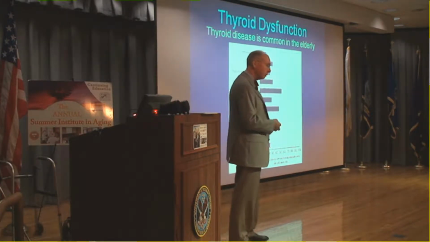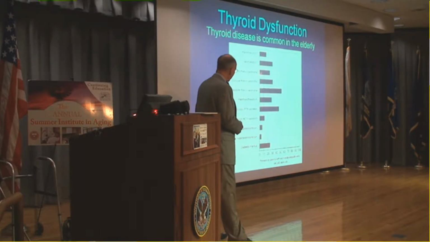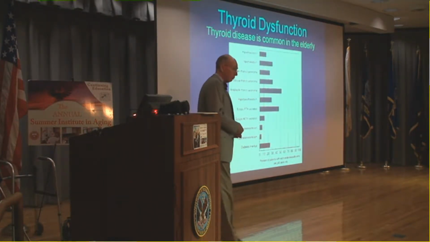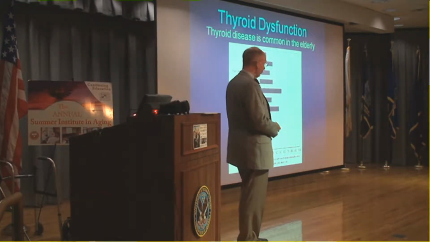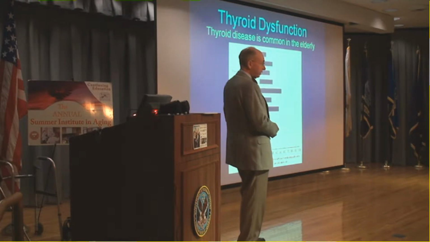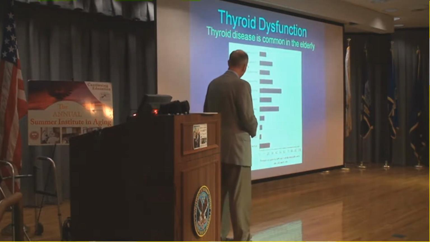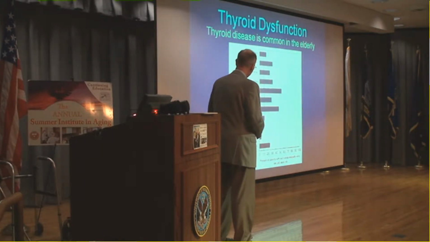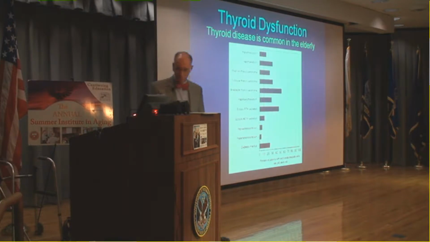But we'll talk a little bit more about how these are different in old people. Thyroid cancer, frequent in old people. Thyroid cancer is a bad cancer to have in anybody, but it's particularly bad in old people. And then there's a lot of other things like hyperparathyroidism and some other diseases as well.